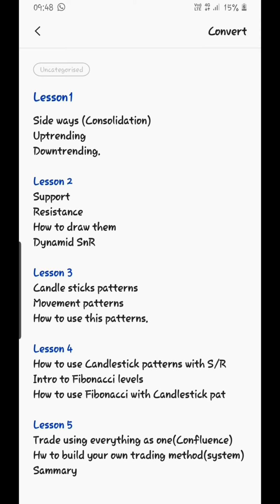Okay, and the final lesson that we're going to be looking at is trading using everything as one. We call that confluence. When they happen in one system, we'll create your own system. And then we summarize everything.